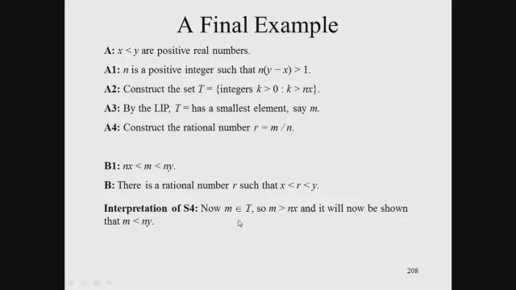So let's see if we can understand this. Look at B1. We have to show two things here. M is bigger than NX, and M is less than NY. And that's exactly what the author is saying. The author is saying M is, in fact, bigger than NX, and it still has to be shown that M is less than NY. Let's understand, why is M bigger than NX?